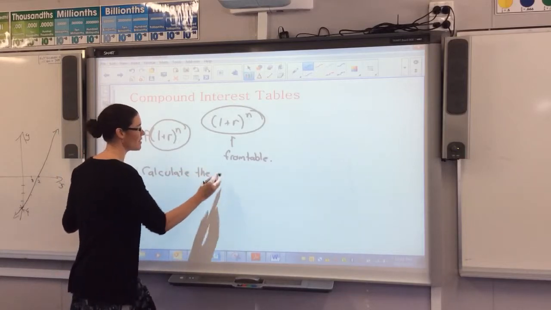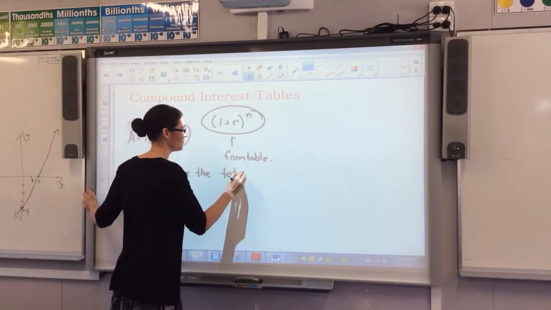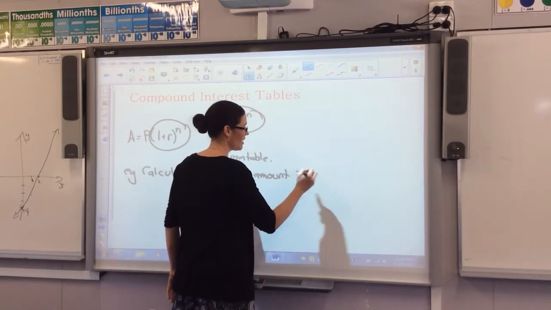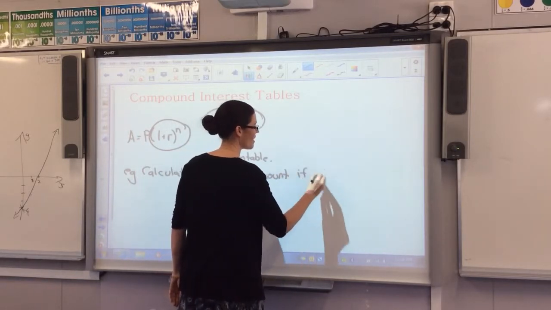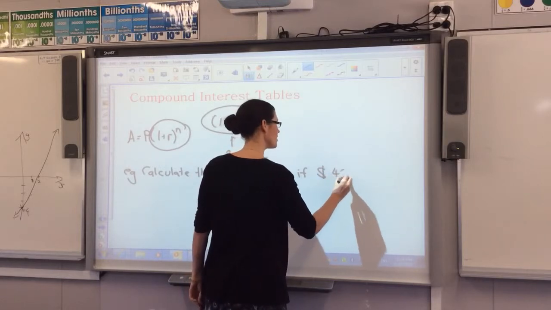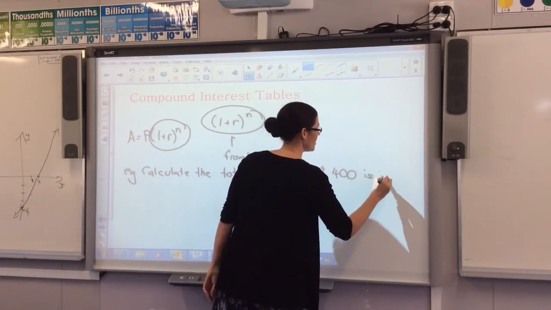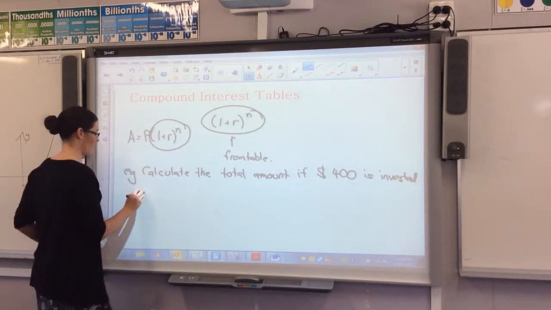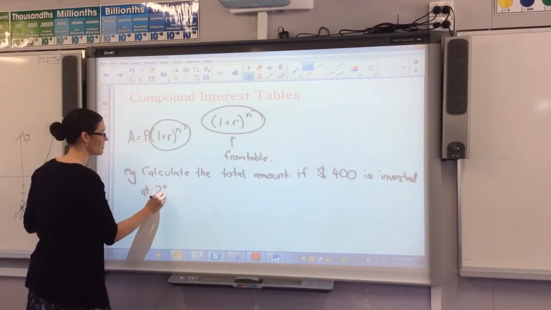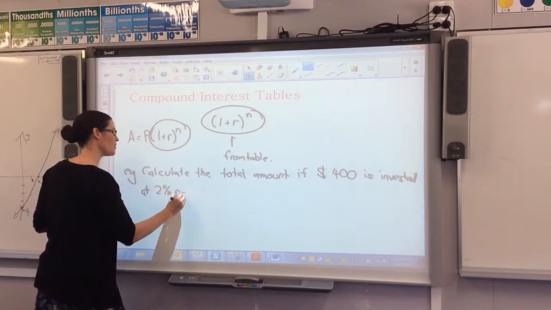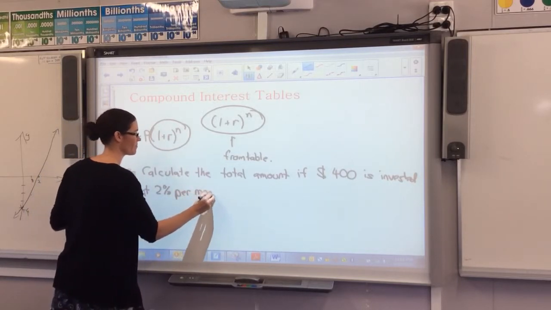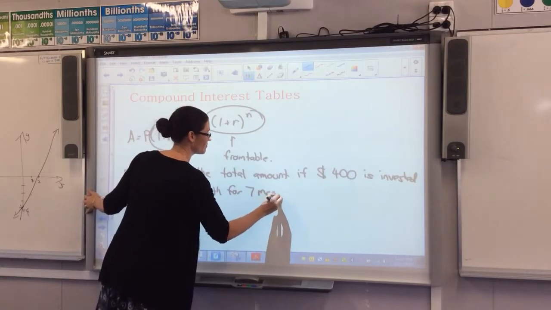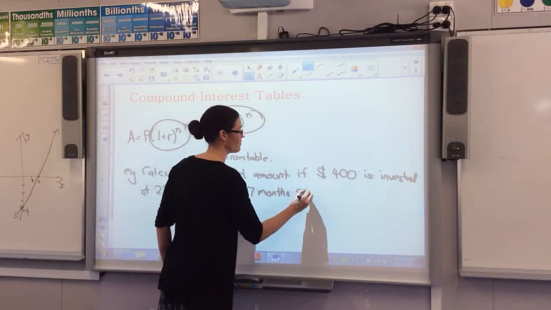Calculate the total amount if $400 is invested at 2% per month for 7 months, compounded monthly.